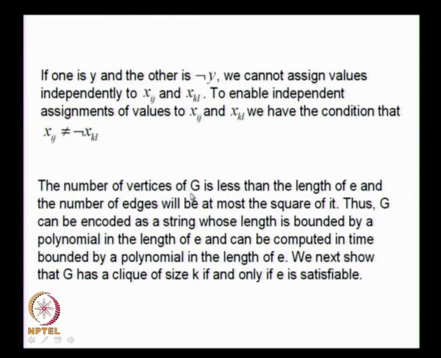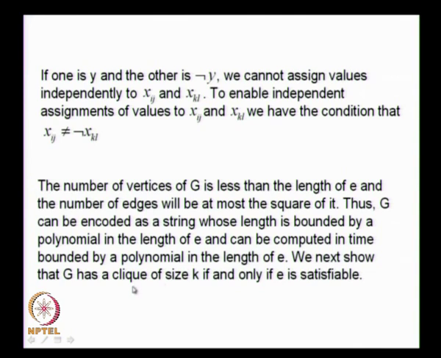The number of vertices in G will be equal to the number of literals and hence less than the length of E, and the number of edges at the most could be of the order n squared, where n is the number of vertices. So, if you want to encode G, it can be encoded in such a way that the length is bounded by a polynomial in the length of E, and this can be written down in time bounded by a polynomial in the length of E. That is, you have a polynomial time algorithm which will convert one instance of CNF to one instance of the clique problem.